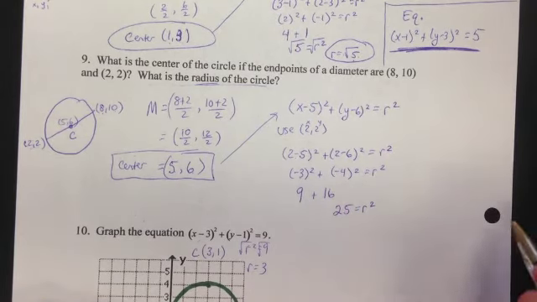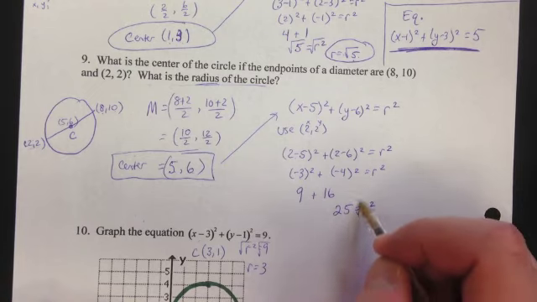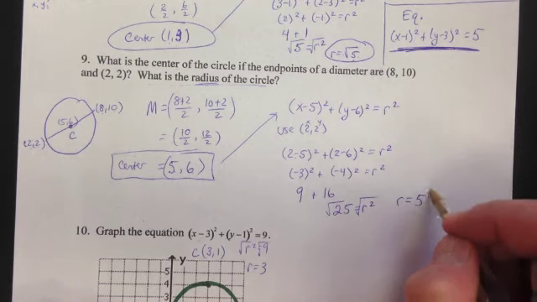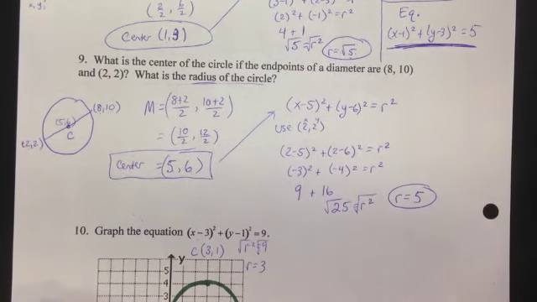Now we want r, so there's one last step. Square root both sides, and what we get is the radius equals 5. And that is the end of the notes.